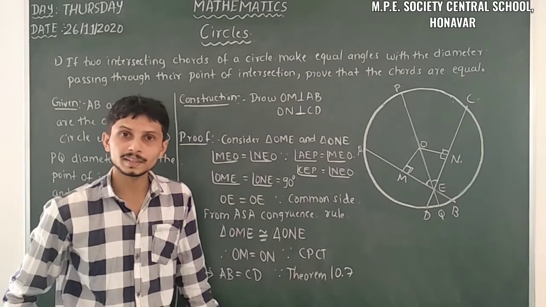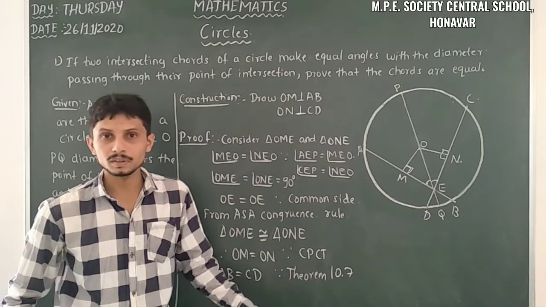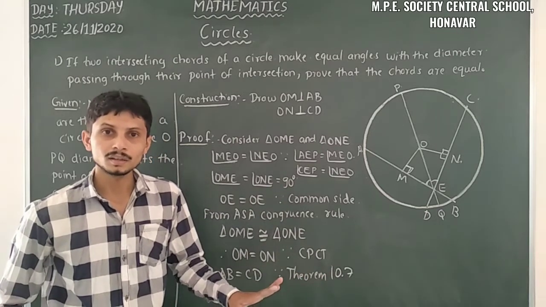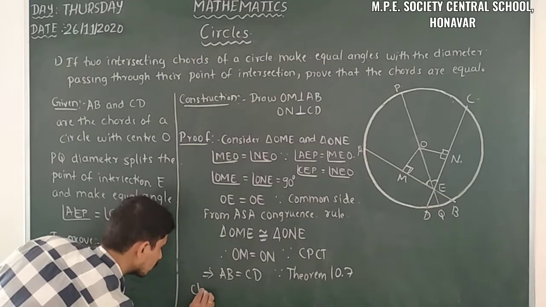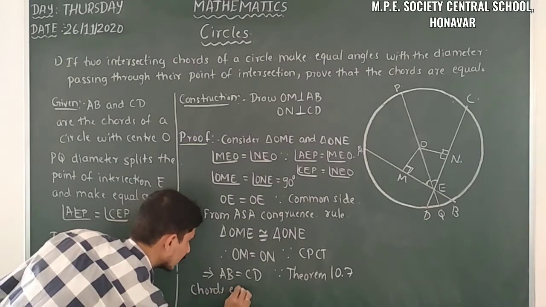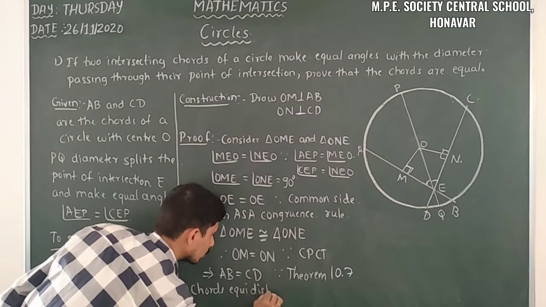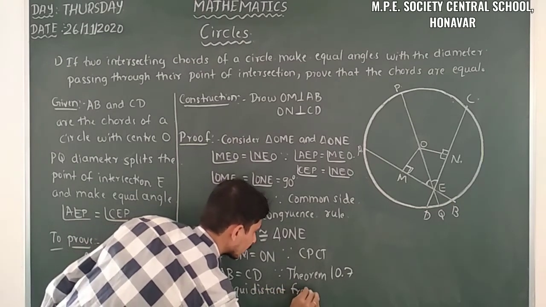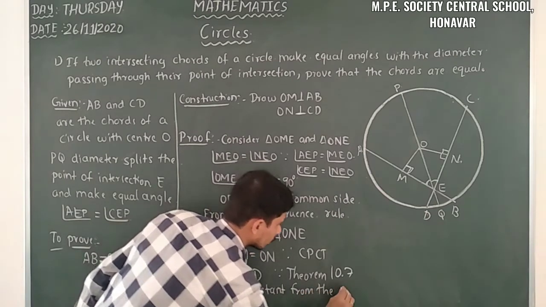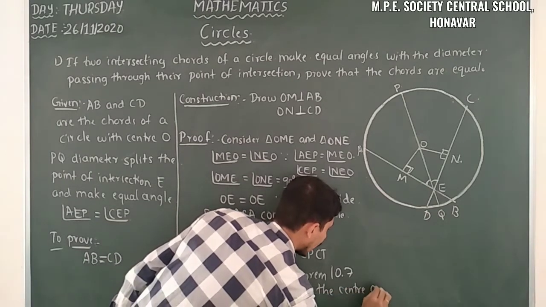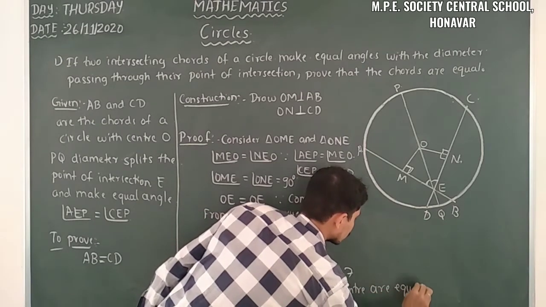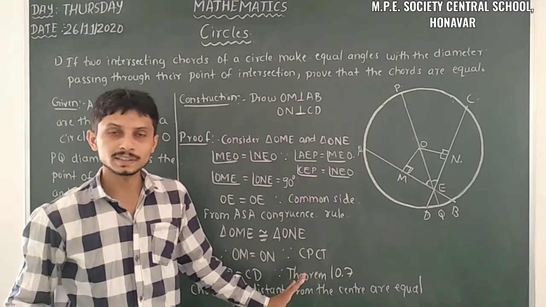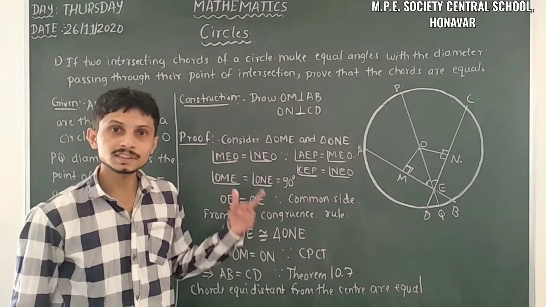After that we can write the statement of this theorem 10.7. Theorem 10.7 is only the name, but we have to write the statement, that is chords equidistant from the center are equal. When you write these things, the solution is completed. So this is the proof of this theorem.